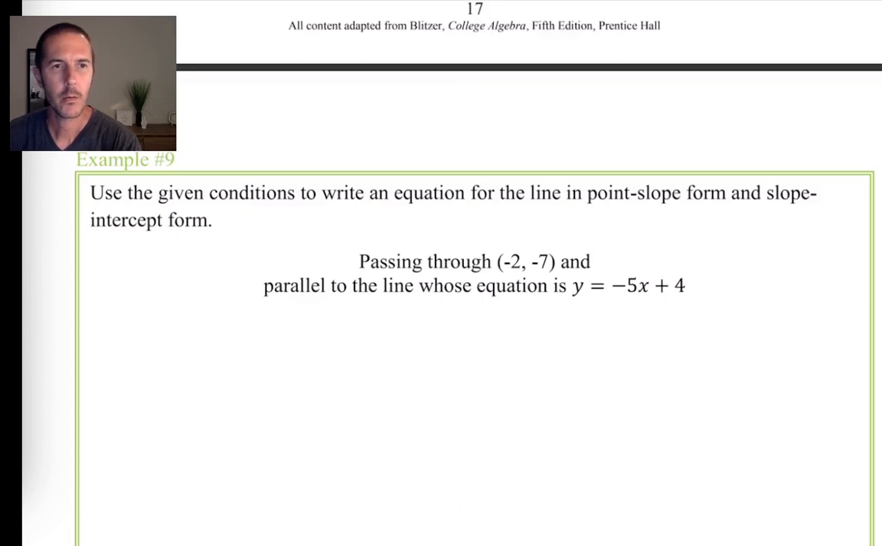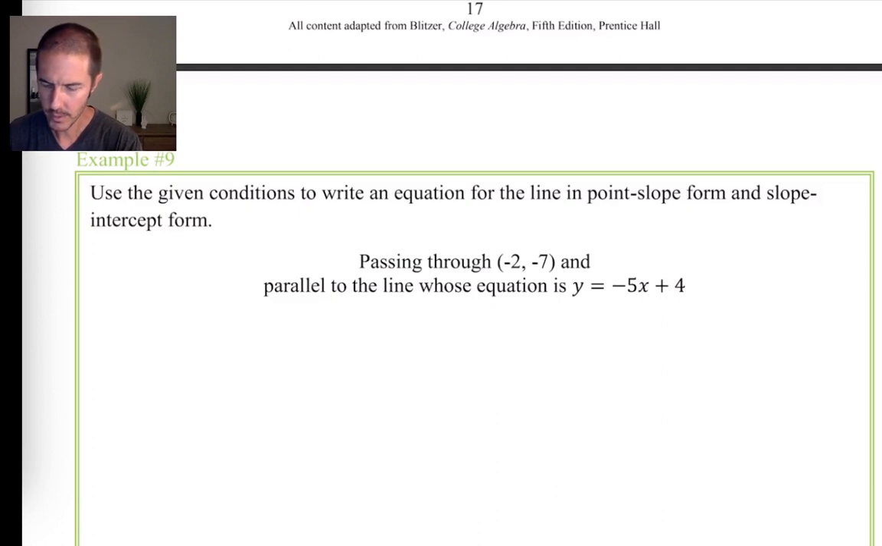We are going to use the given conditions to write an equation for a line in point slope and slope intercept form, where the line passes through the point (-2, -7) and is parallel to the line whose equation is y equals -5x plus 4.